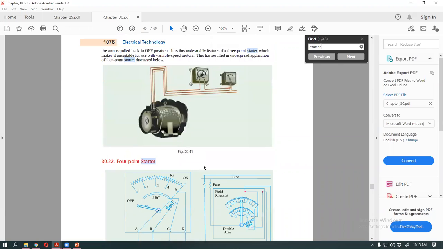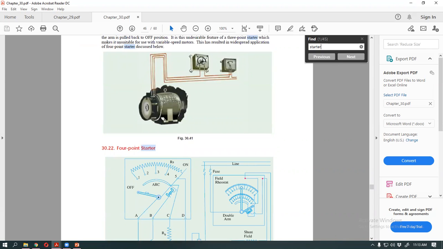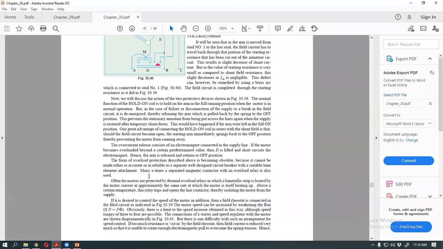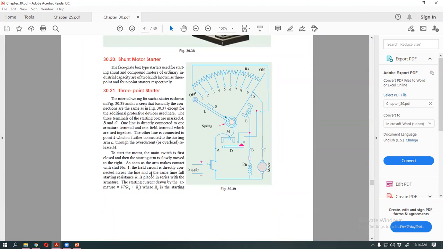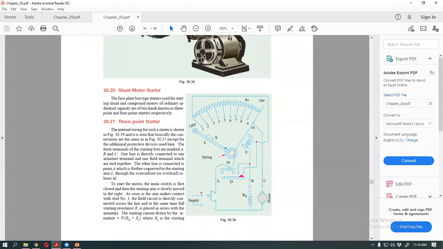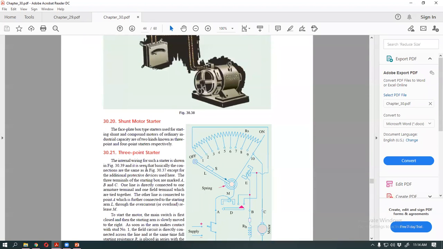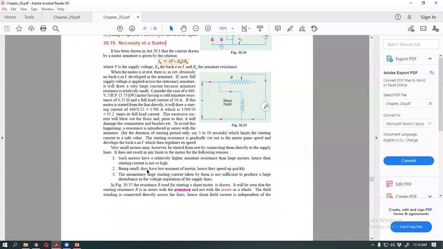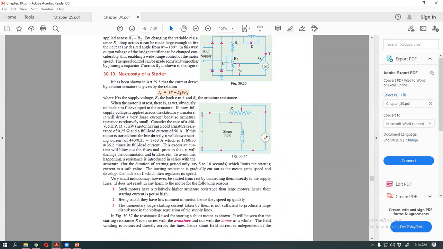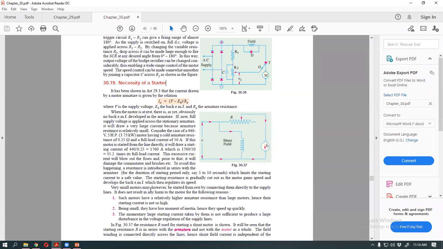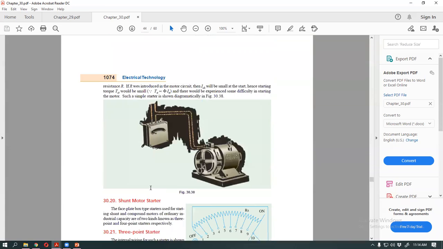Amir, this is your starter topic. This is another assignment. This assignment just discusses the starter and the necessity of a starter. Study the starter, all parts. Why use the starter? The necessity of the starter.